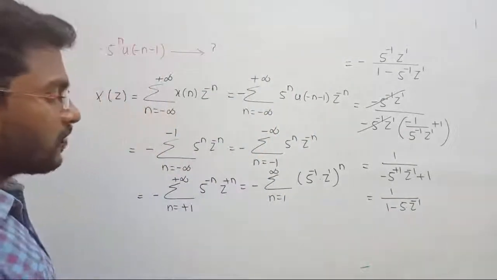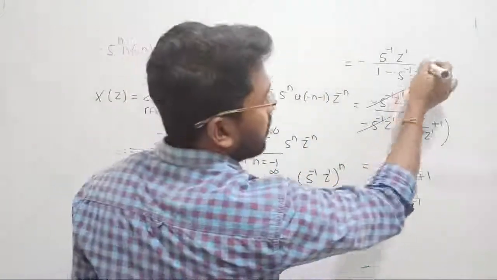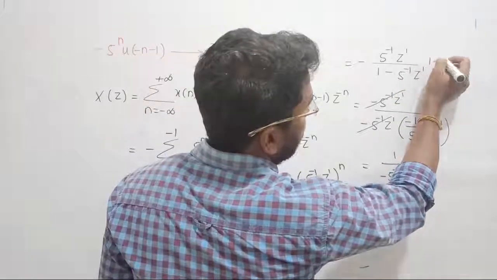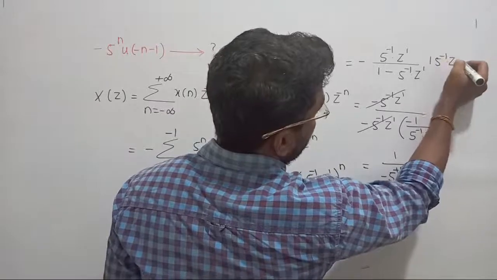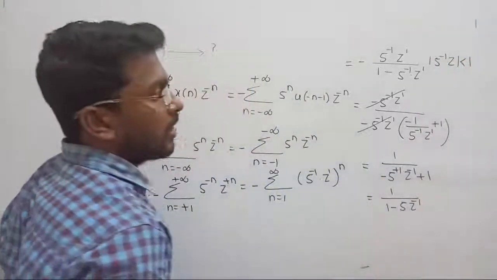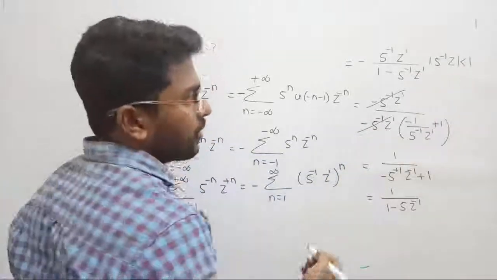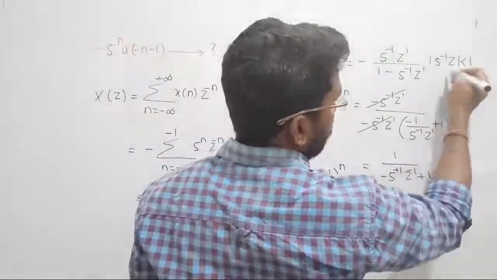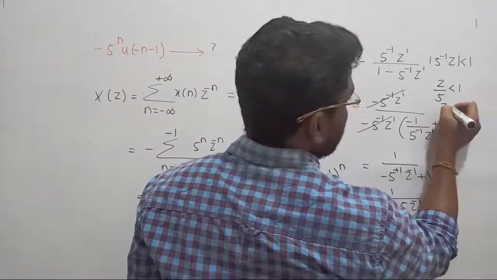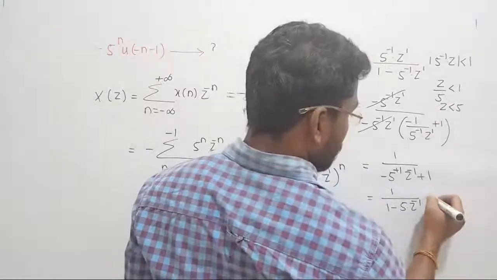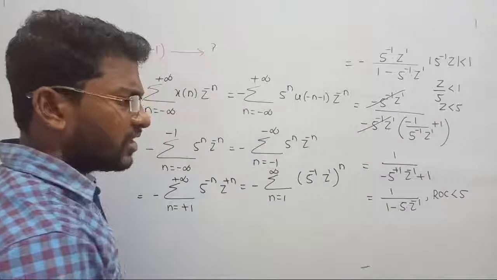Now what about the region of convergence? When I am applying the formula on this function, the denominator term value should be restricted: 5 power minus 1 dot z should be less than 1, because in the denominator your value should be restricted. You cannot keep unstable or divergent values. So from this I can define that z by 5 should be less than 1, or I can say z should be less than 5. So what is the conclusion? Its region of convergence, ROC, should be less than 5. We all know it is less than 5 only.